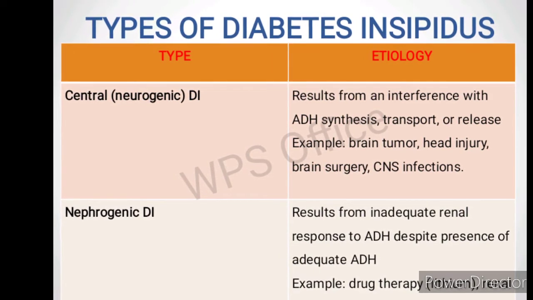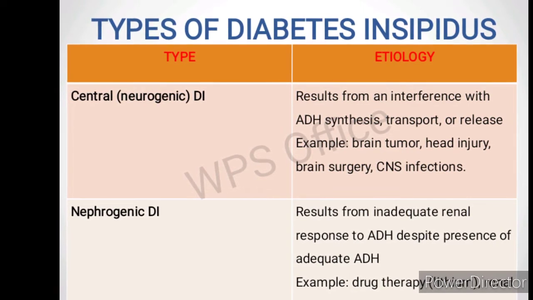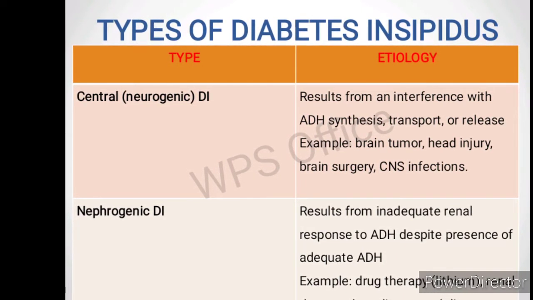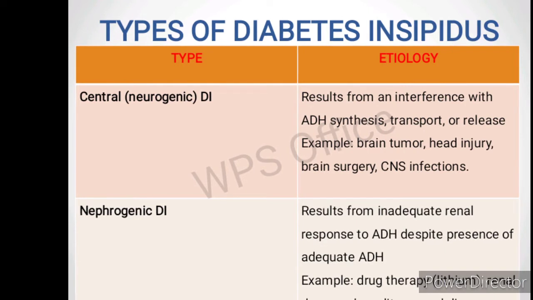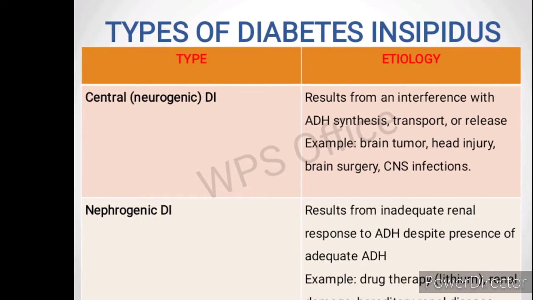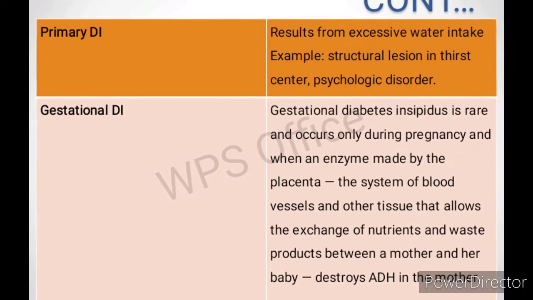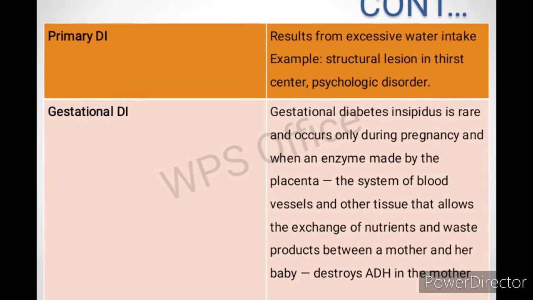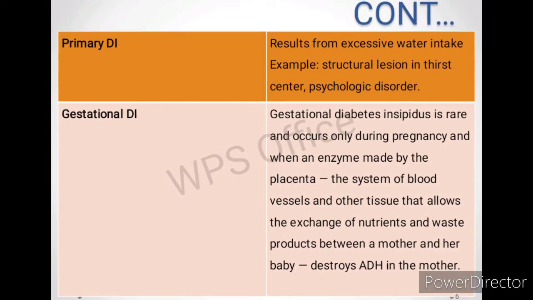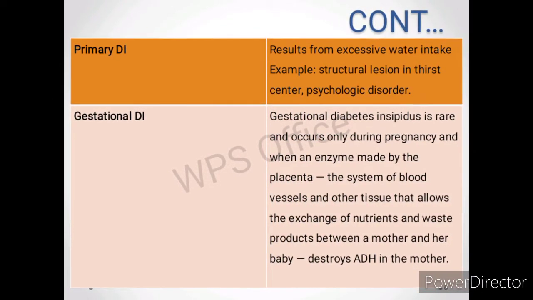Although the antidiuretic hormone is produced from our pituitary, the water inside our body will get reabsorbed in our kidneys only. So if there are any renal problems like renal failure, renal damage, or hereditary renal disease, the reabsorption will not be done properly. Then gestational diabetes insipidus is rare and occurs only during pregnancy, when the enzyme made by the placenta, the system of blood vessels and other tissue that allows the exchange of nutrients and waste products between the mother and her baby, destroys the ADH in the mother.